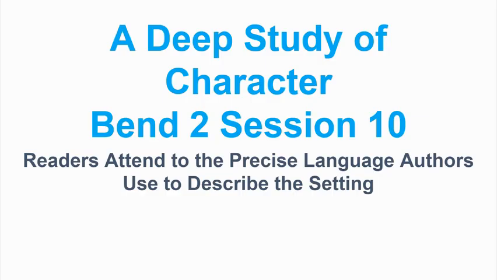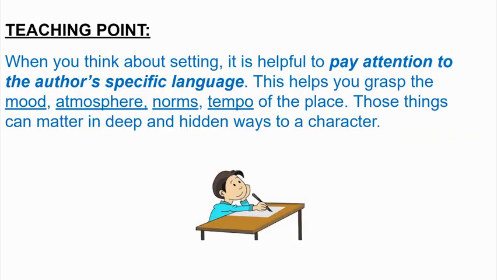Today's lesson is a continuation where we start looking really closely at the precise language authors use to describe the setting. What words are they using? When you think about setting, it is helpful to pay attention to the author's specific language. This helps you grasp the mood, atmosphere, the norms of the setting, the tempo of the place. Those things can matter in a deep and hidden way to a character.